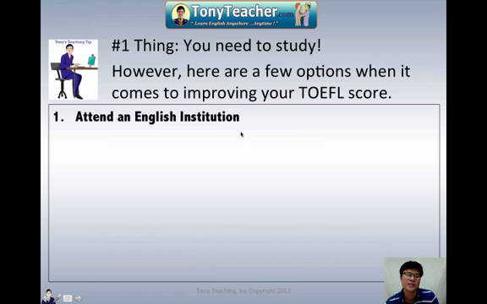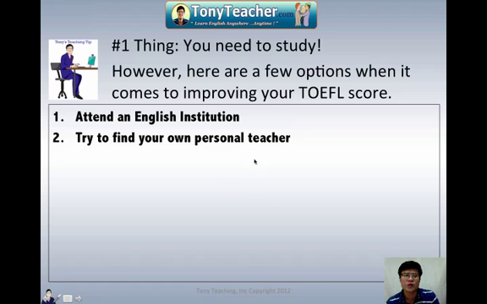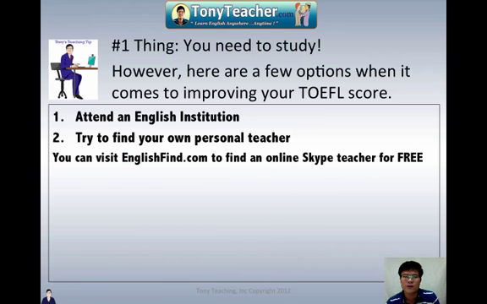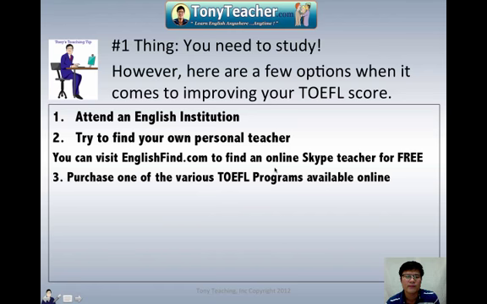Option 1 is to attend an English institution. There are English institutions all over the world. Number 2, try to find your own personal teacher. There are many teachers all over the world as well, and you just need to look. Where do you look? Good question. You can visit EnglishFind.com to find an online Skype teacher for free. Also, EnglishFind.com is an English educator site for Koreans, and anyone can use it because there are translation buttons that you can use. Check it out.